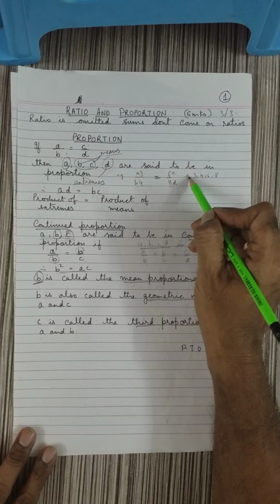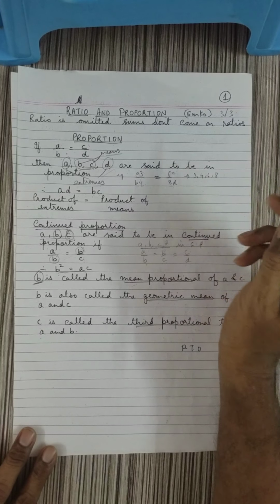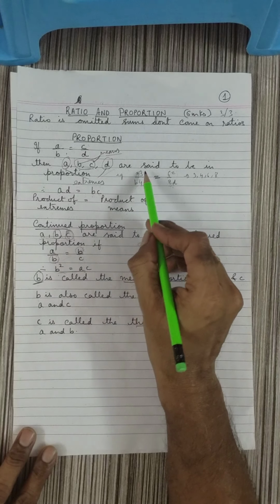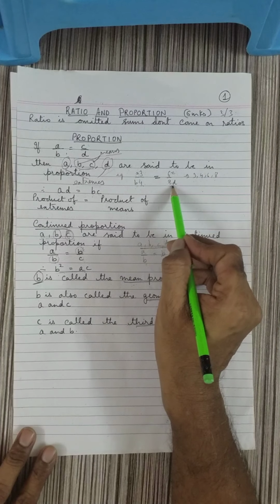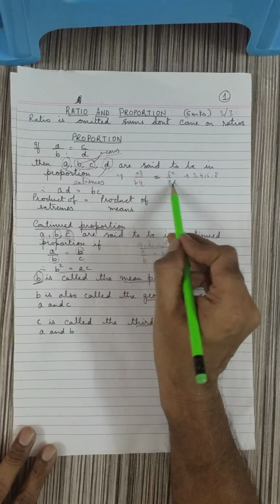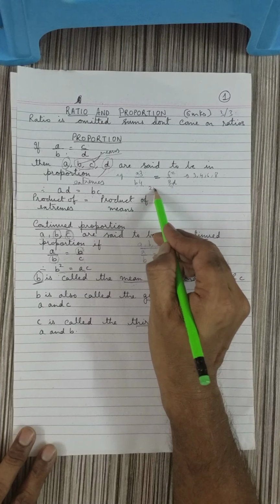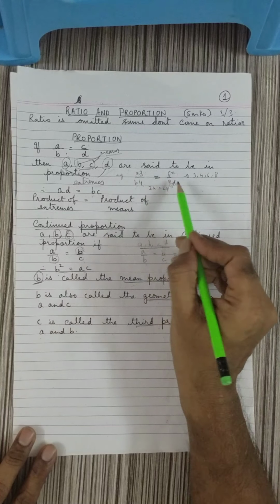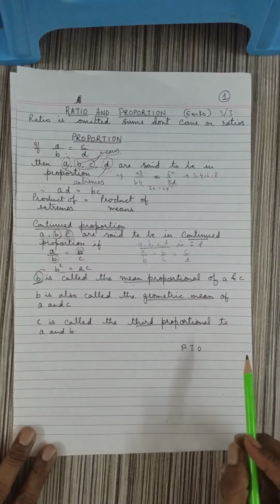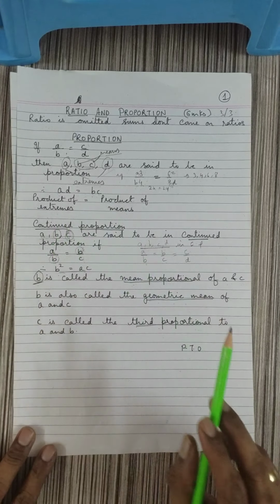Now taking an example, suppose 3, 4, 6, 8 are in proportion, so we can write 3 upon 4 is equal to 6 upon 8, and if you cross multiply you will get 24 is equal to 24. 3 into 8 is 24, 6 into 4 is 24. That is, product of extremes is equal to product of means.